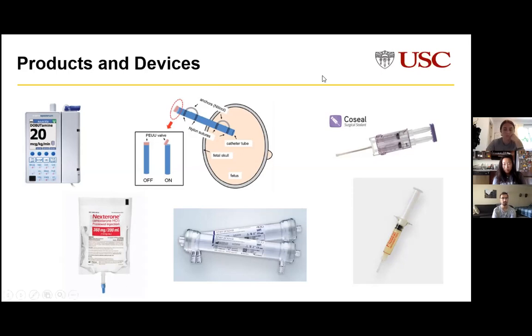I've also worked on FloSeal and CoSeal, which are flowable hemostats. So if a surgeon is operating and they're actively bleeding, you can apply these flowable sealants to the area to stop the bleeding. And then in the bottom left is Nexterone. It's one of the intravenous drugs that I worked on. And then in the bottom in the middle is a dialyzer that I worked on. The purpose of that project was to convert a dialyzer into a water filter. So if you have any questions about those, feel free to reach out to me in future.